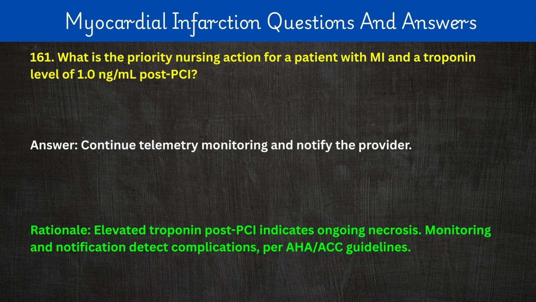161. What is the priority nursing action for a patient with MI and a troponin level of 1 nanogram per milliliter post-PCI? Answer: continue telemetry monitoring and notify the provider. Rationale: elevated troponin post-PCI indicates ongoing necrosis. Monitoring and notification detect complications, per AHA/ACC guidelines.